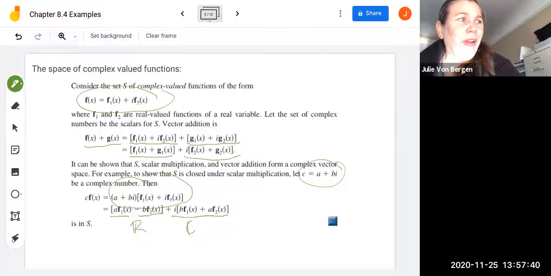In the next video, we're going to see how we define what's known as the Euclidean inner product and do some inner product calculations in the complex vector spaces.